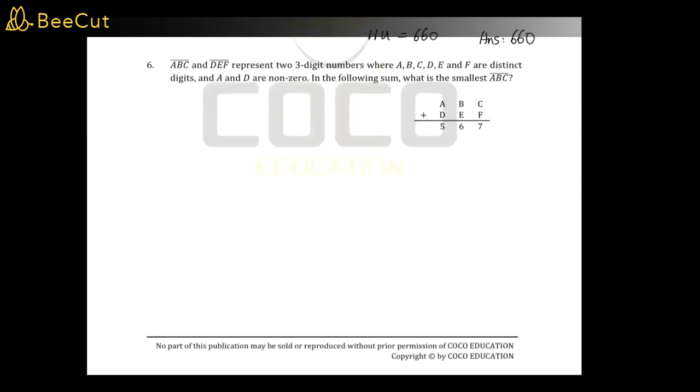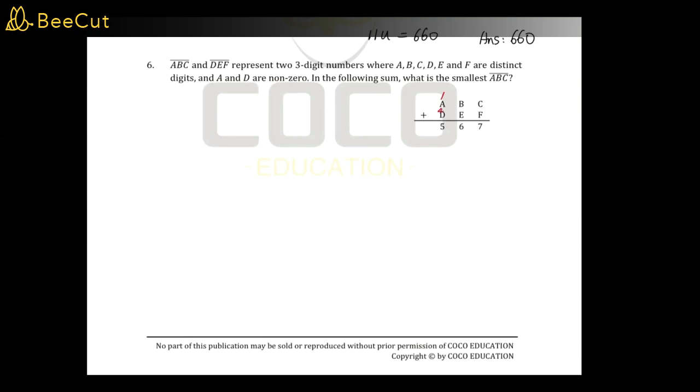Now, question 6. So we want to get the smallest value of ABC. First, we know that A is the first digit. It has to be 1. Then D is 4. 1 plus 4 is 5.